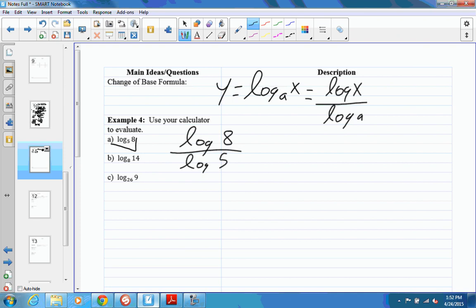My bad. If you want a way to remember that, for those of you doing change of base, your base, the small number, goes on the bottom. So the number that's small and on the bottom of my log is on the bottom of my change of base.